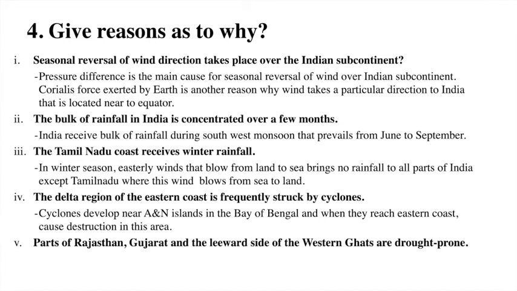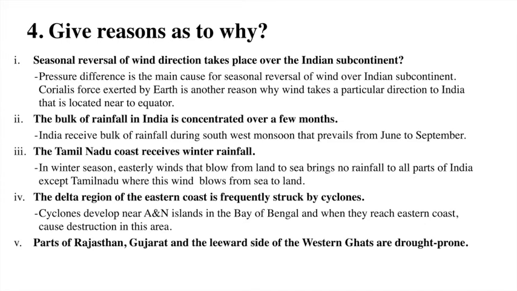Next question is, parts of Rajasthan, Gujarat and the leeward side of the Western Ghats are drought prone. Why? Parts of Rajasthan and Gujarat are located parallel to the Aravalli range. This Aravalli range of mountains fails to obstruct the flow of the southwest monsoon winds, and so it brings little or no rainfall to Rajasthan and Gujarat.